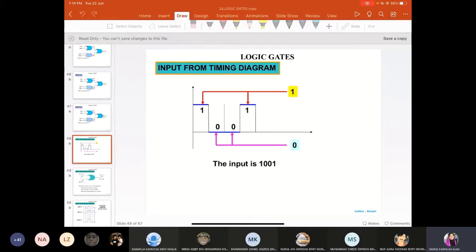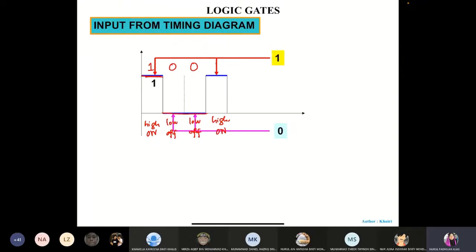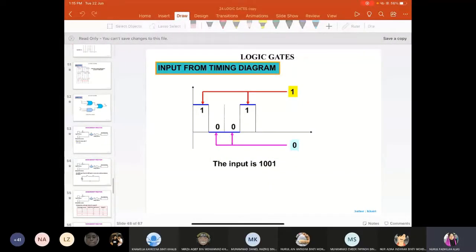Okay, next. Finally, this is a diagram of the value high or low. So if we have a graph like this, if the bar is on top, so that means kita ada 1. Okay, kat bawah 0, 0, 1. Okay, ataupun high, low voltage, high voltage, or on, off, on. So you must know this, okay? Right, kena tahulah ni semua. Okay, next. Okay, so the input given here is 1001.